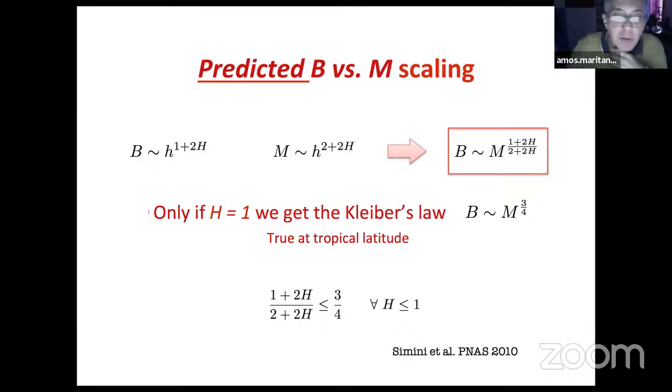Whereas away from the tropics, this exponent becomes smaller till it reaches 2/3 toward the north.